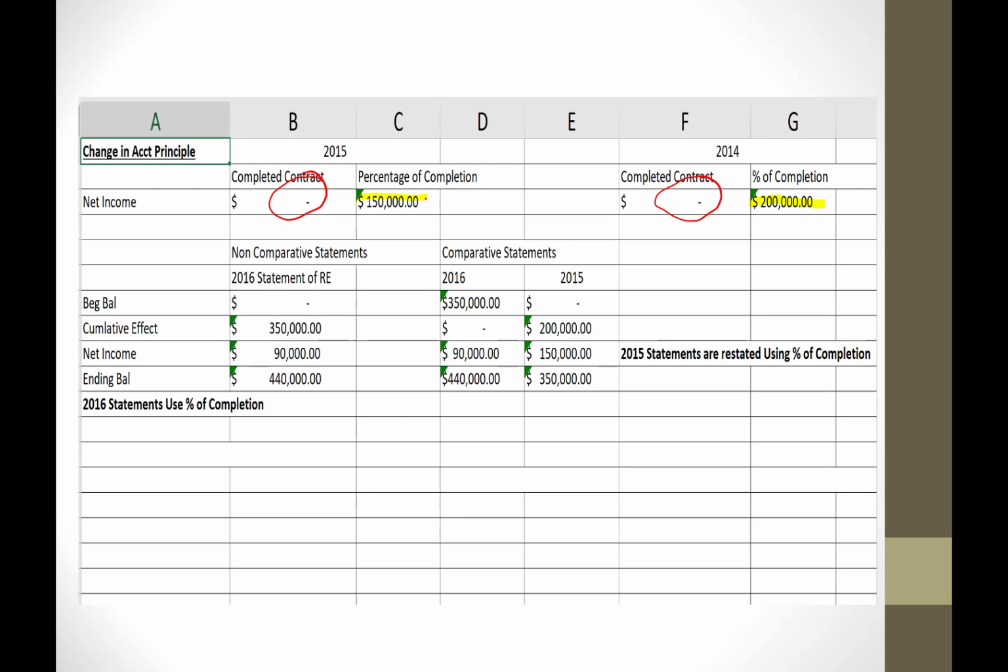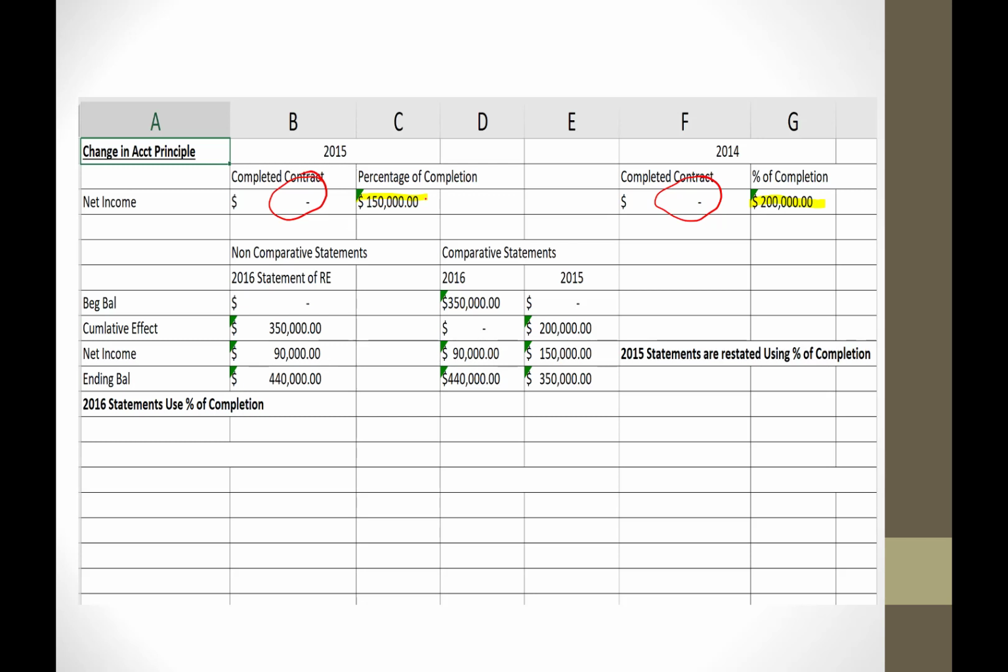And then you would show this year's, 2016's, net income using percentage of completion, which we've said is 90,000. Again, assuming there's no dividends, the ending balance would have been... And notice, the ending balance ends up the same place, right? It's just a matter of how it's presented.